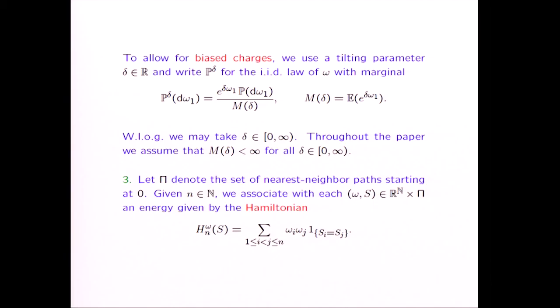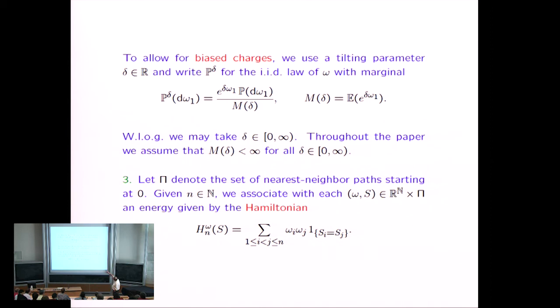And the way we build that in is through an extra tilting parameter delta. So you can start with your i.i.d. random charges that are standardized, and then you can tilt them with the parameter delta so as to make the mean also different from zero. The reason of doing it like this is convenient, because in this way, we get a whole one-parameter family of charge distributions parameterized by this tilting parameter.